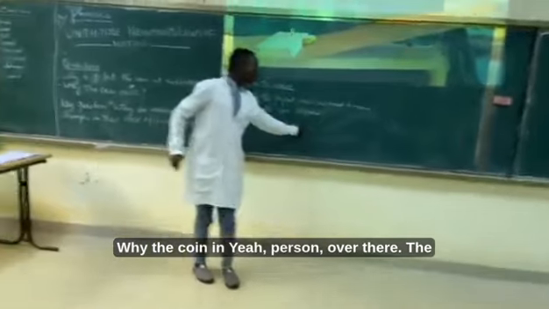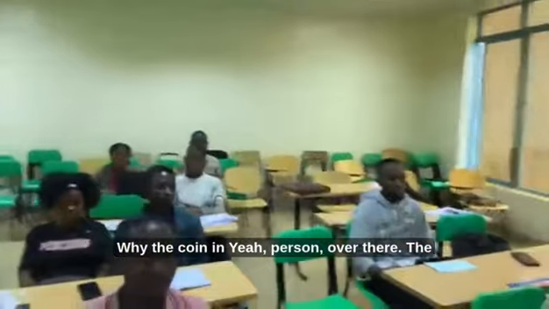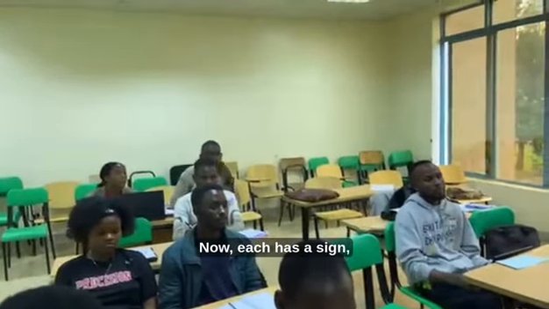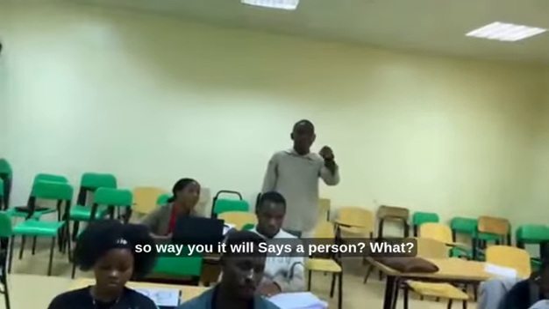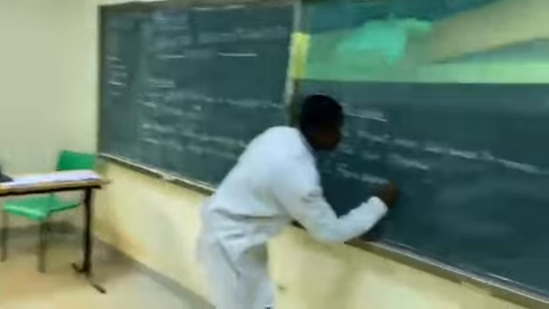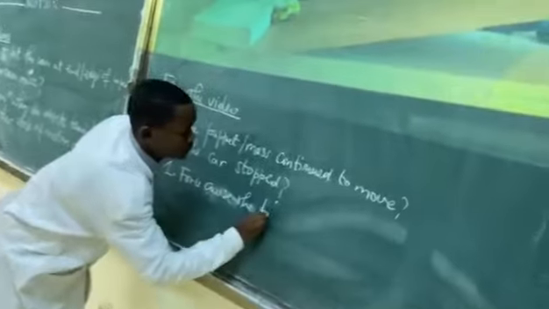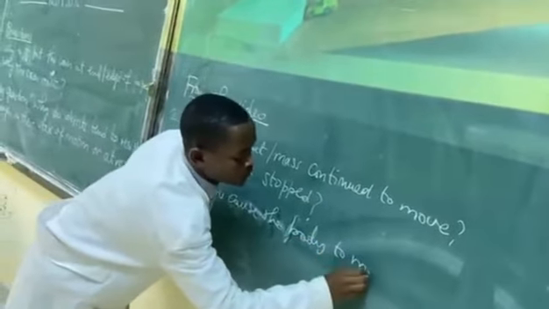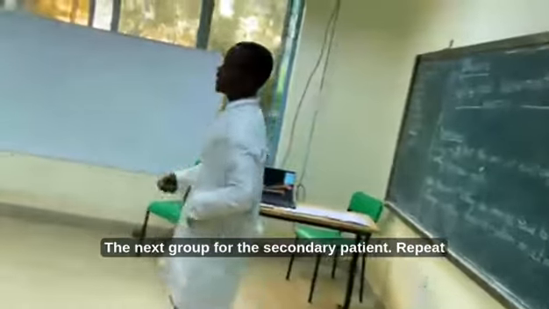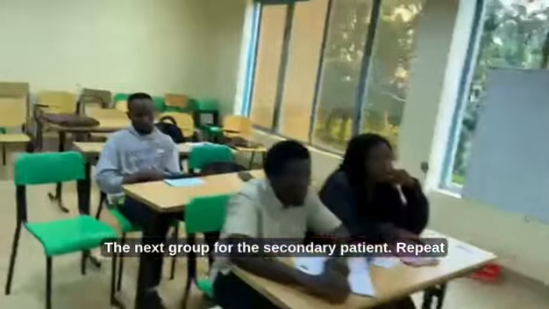Repeat again. You are answering the first, you are answering the second. I answered the first. The first, then repeat again. I was saying that that object was moving, that mass, because of the force. Yes. This body is moving because of the force. Okay? The next group for the second question.